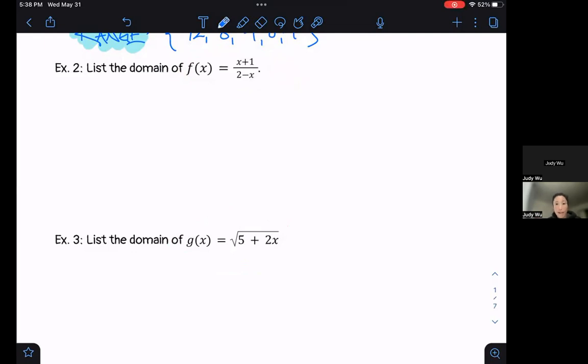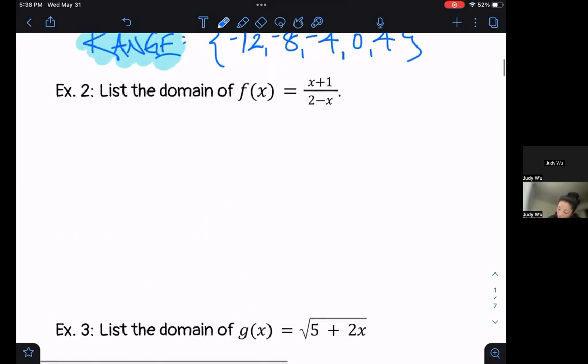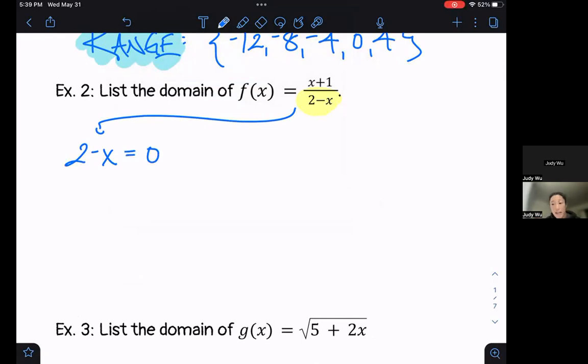To list the domain of f of x equals x plus 1 over 2 minus x, I see that there's a fraction. So I'm going to take the denominator, and we're going to set that denominator, 2 minus x, equal to 0. And I'm going to get x all by itself, right? That's what it means to solve for x. Now, the easiest way I can do that is actually to add x to both sides. Plus x, and I get 2 equals x.